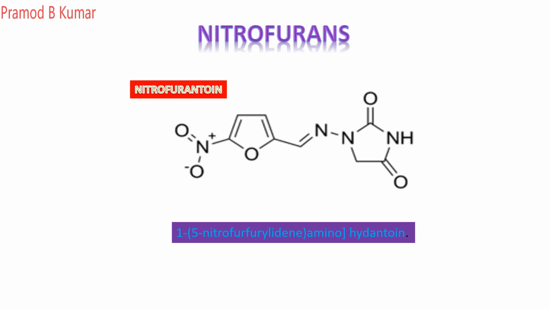So what does nitrofurantoin contain? It contains a furan, nitrofuran. If you see on the left hand side, it contains a nitrofuran group, which is attached to an amino hydantoin. Amino hydantoin is nothing but an amine nitrogen alternating with a carbonyl group. So there are a nitrogen and a carbonyl attached to your amino group. So this is the structure of your nitrofurantoin. It contains a nitrofuran which is connected by a double bond to your amino hydantoin.